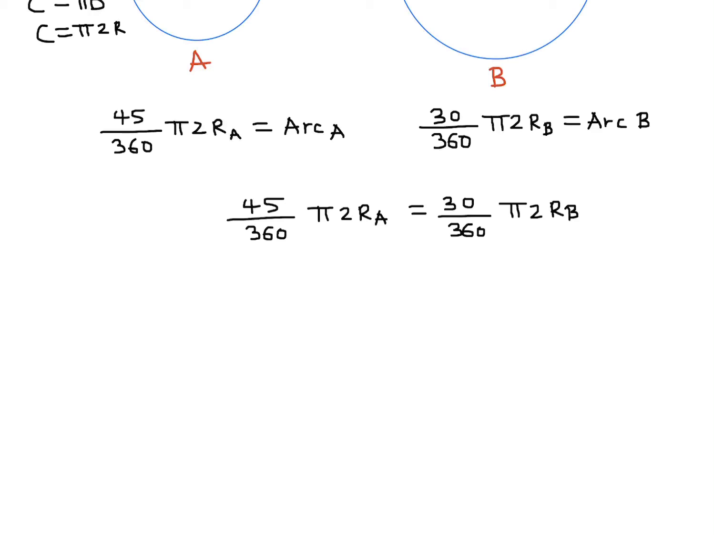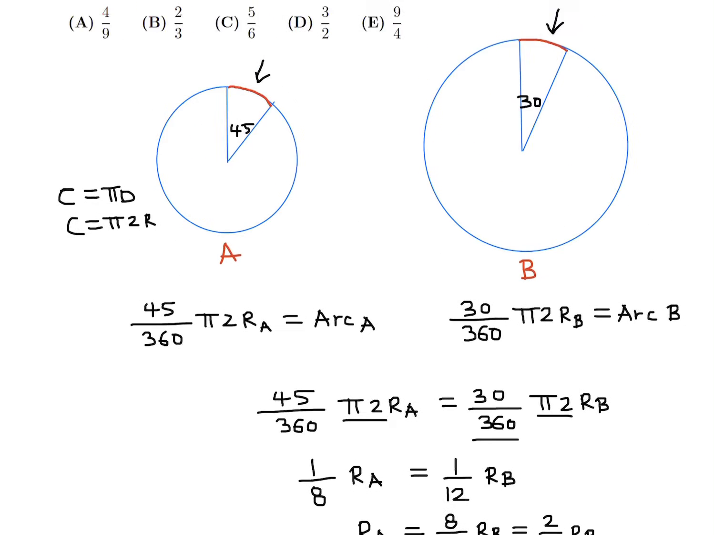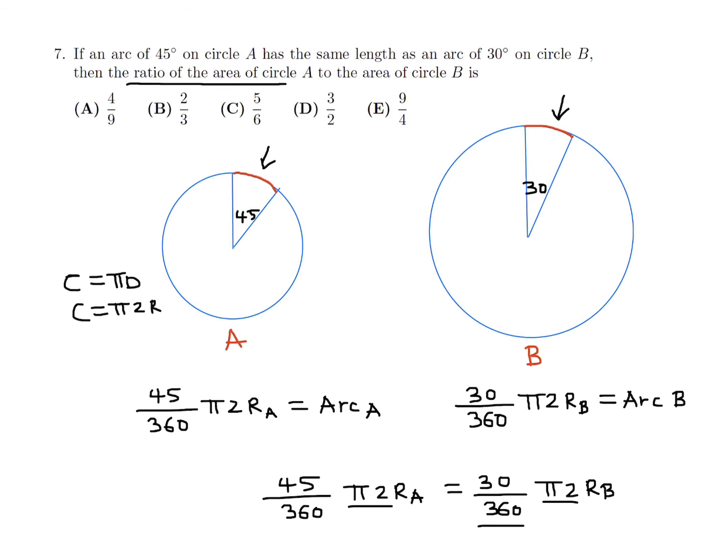So this becomes 1 over 8, and the 2 pi's cancel on both sides, so we just have RA, and this number becomes 1 over 12, and we have RB, like that. So RA is basically 8 over 12 RB, which is also, if you divide by 4, 2 over 3. So there you go. We have a ratio between the two radii, and now we can find the ratio of the areas.